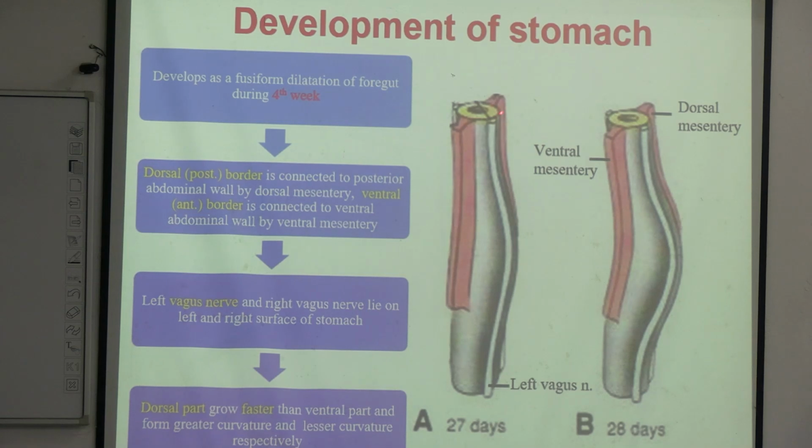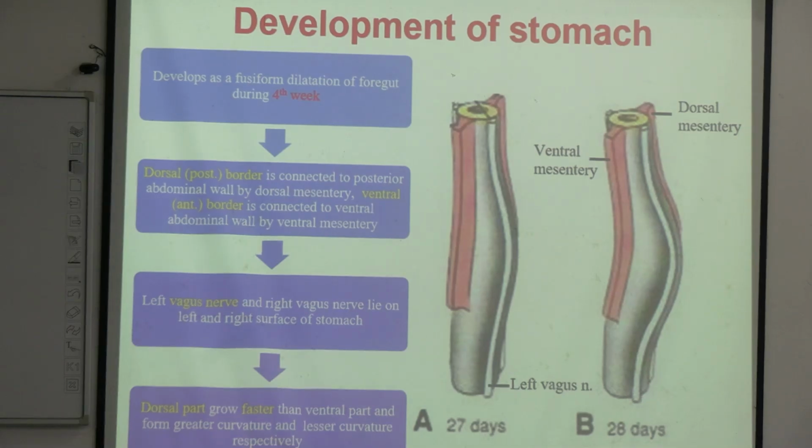On the right side and left side we have a nerve climbing down, the vagus nerve. We have two nerves, right vagus and left vagus, going down the right and left borders of the stomach. So, this is how the stomach was initially placed. There is nothing different with it.